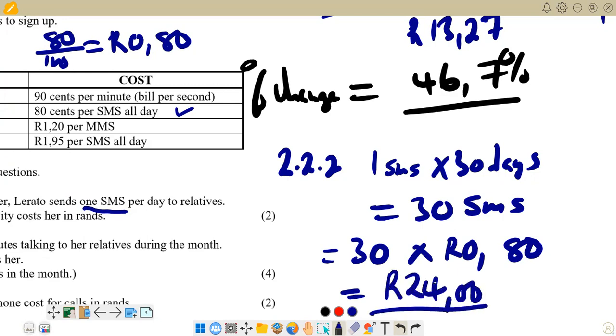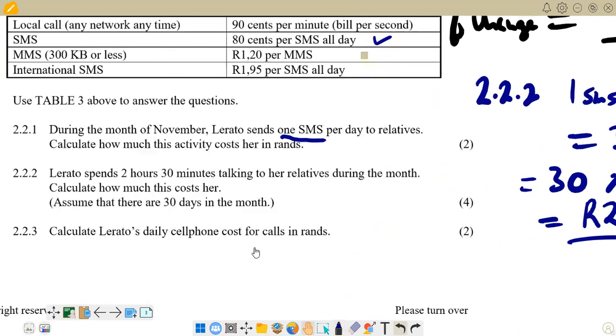And remember, when it's money, we have two decimal places because they are cents. We are going to have a maximum of 2 decimal places. So that's what we have there. Then we move on to the next question after 2.2.2. We go again to our questions to check what we have after 2.2.2.